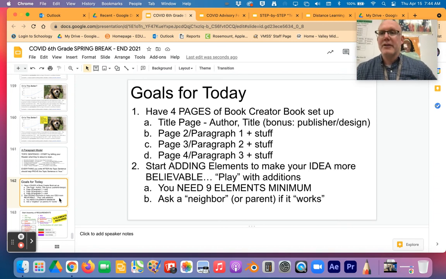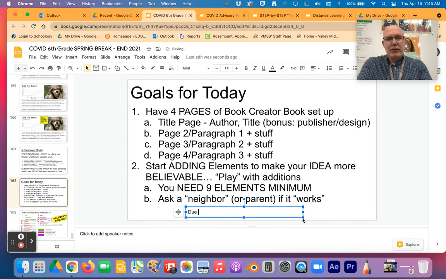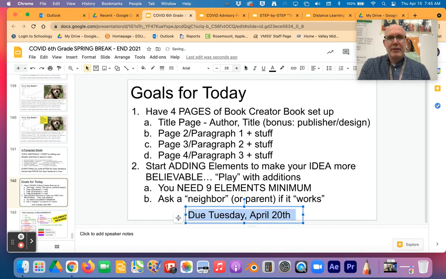That's all I want for today. There's nothing due for today except further progress. This is due, just so everyone knows. I better put this here because we don't have school on Monday. Due Tuesday, April 20th. This is when the assignment is due, and it's a big one. Okay? So everyone got it?